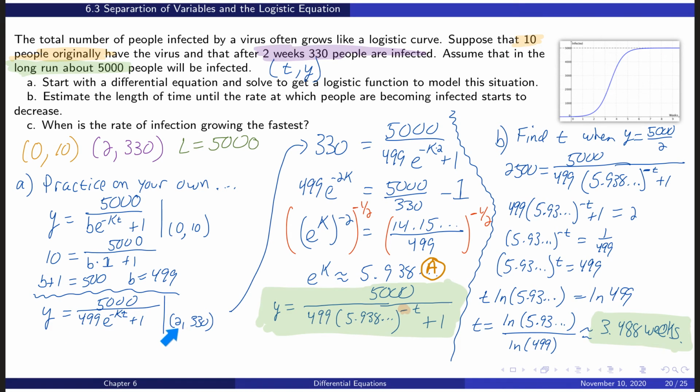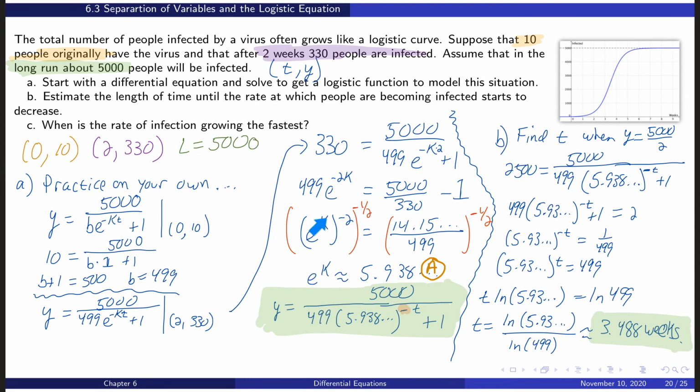So I'm going to use the second ordered pair, 2 and 330. 330 goes in for y, 2 goes in for t. And this time I'm going to solve not for k, but for e to the k. We've got to be a little bit careful because there's a negative sign here. So again, cross multiplying, I've got 500 over 330. This comes up to the left side, so I'm going to move the 1 over and get 5,000 over 330 minus 1. Divide by 499.